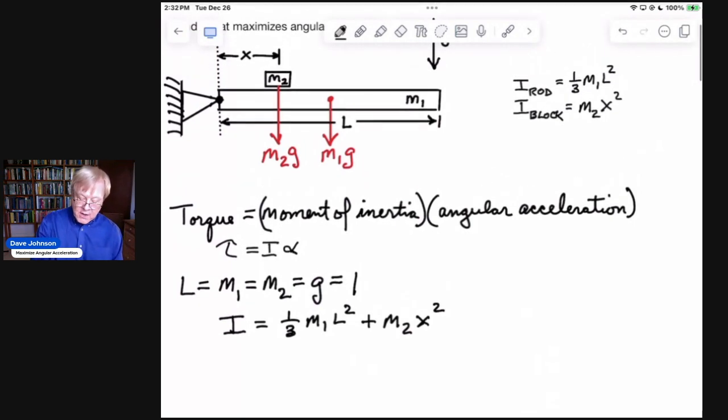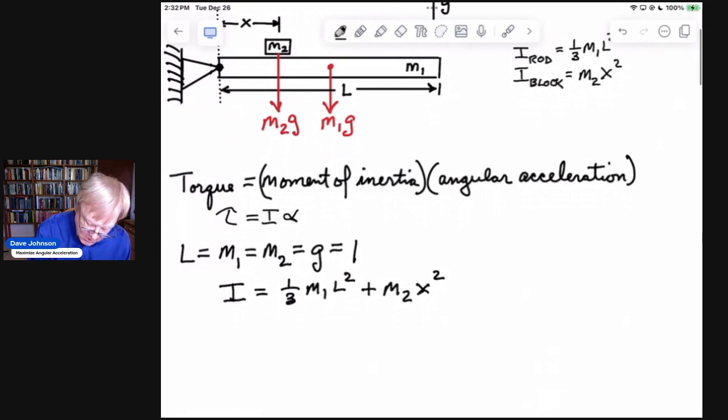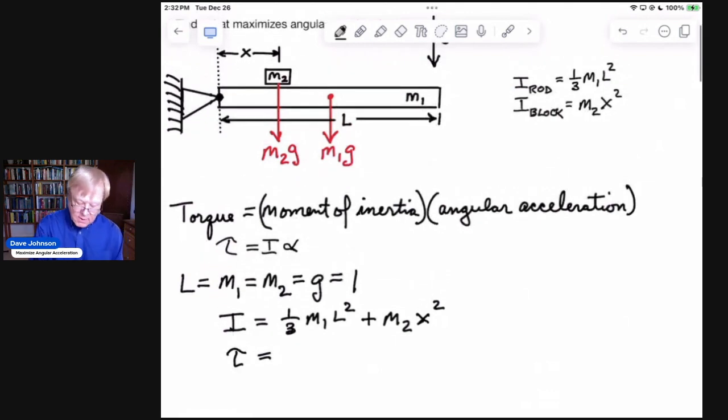Now, we also need to figure out what the torque is if we're going to solve this problem for alpha, and then we're going to maximize it. And you can already look ahead here a little bit. Once we have alpha in terms of x, then we're going to differentiate with respect to x. That's what you do when you optimize, when you maximize or minimize: you take the derivative and set it equal to 0.